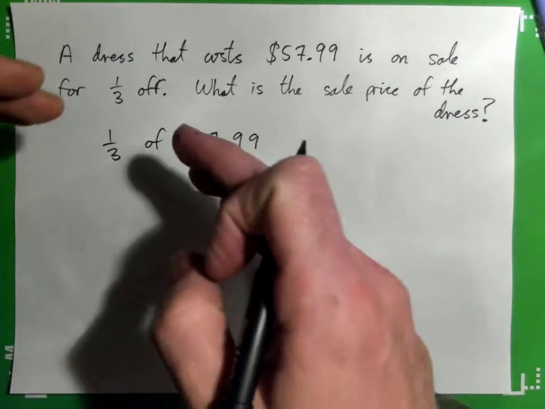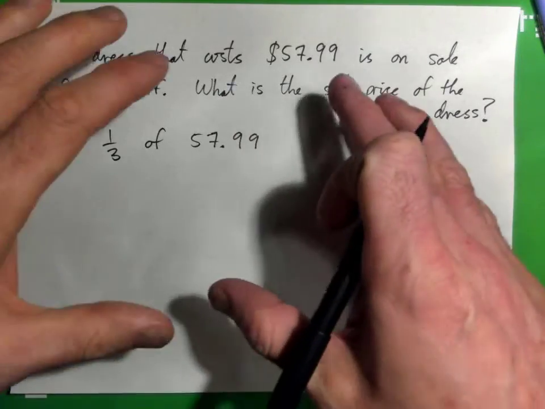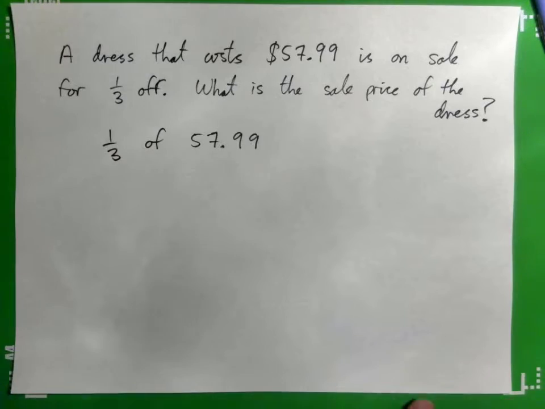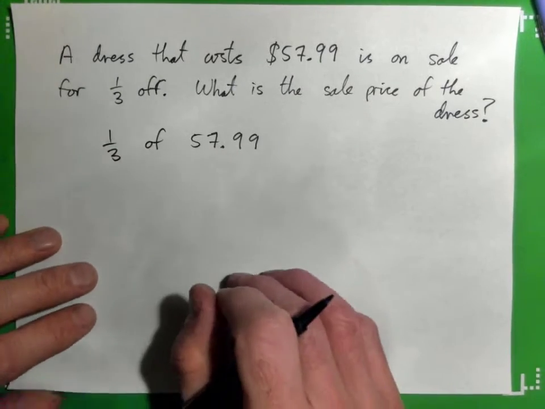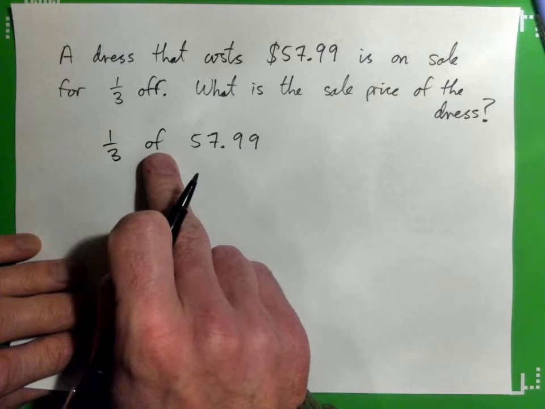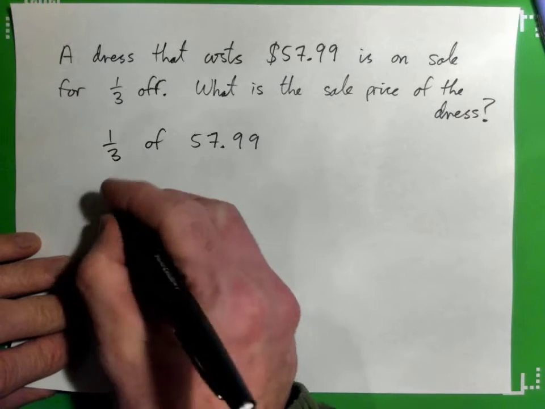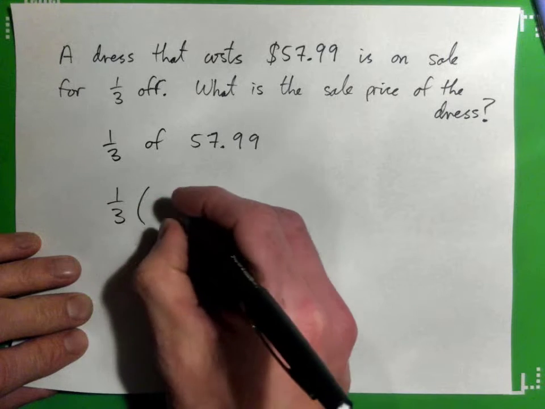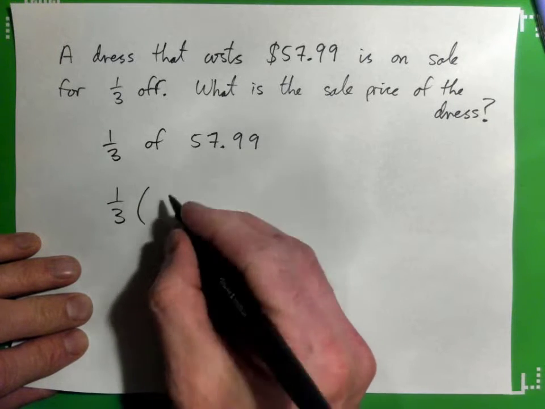So we get the third. It's on sale for a third off. So we need to get a third of that and then take it off. Right? So we'll start with getting a third of that. So 1/3 of. What does of mean in math? Multiply. So we have 1/3 multiplied by, and change this into a fraction. What do you get?